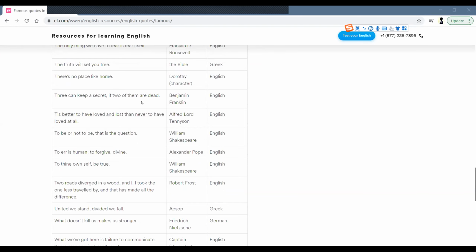Three can keep a secret if two of them are dead. That's from Benjamin Franklin. I think that basically means the only person you can trust is yourself.